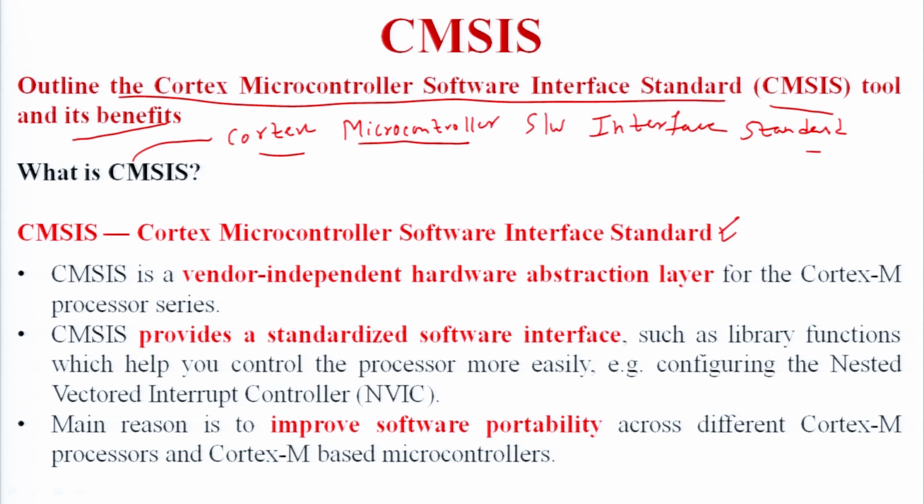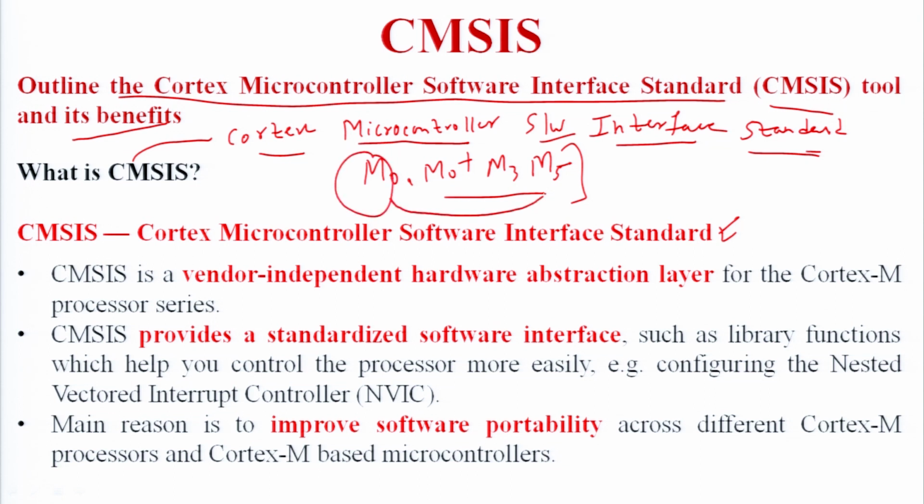Here we will talk about the Cortex M0, M0 plus, M3, M5 microcontrollers. In the previous lectures I discussed the ARM microcontrollers, so we are comfortable with M0 and M0 plus. Now CMSIS is comfortable with these types of microcontrollers. Software interface standard: software means this is the software interface provided to the users, and standard means it has some standards. For example, if we write a program for one microcontroller, it is compatible with another microcontroller. That is the meaning of CMSIS.